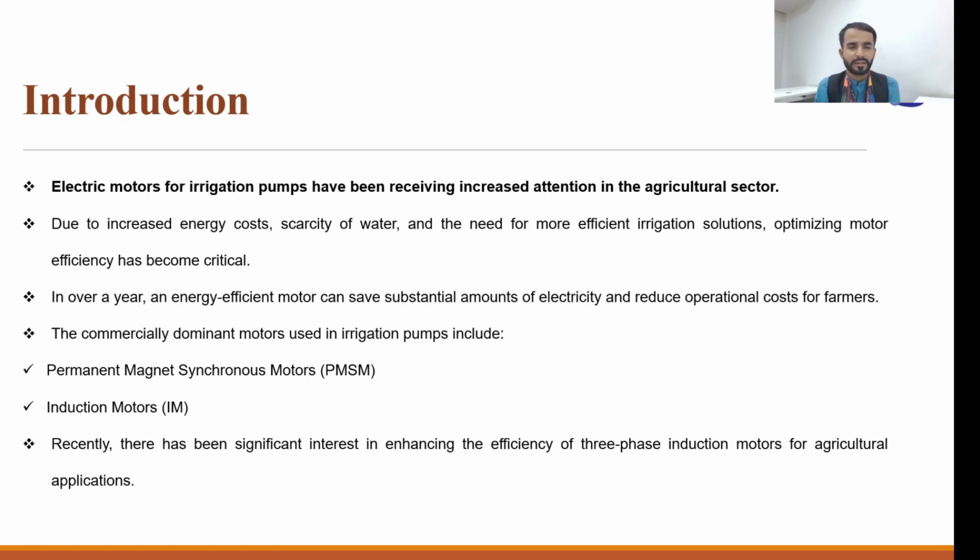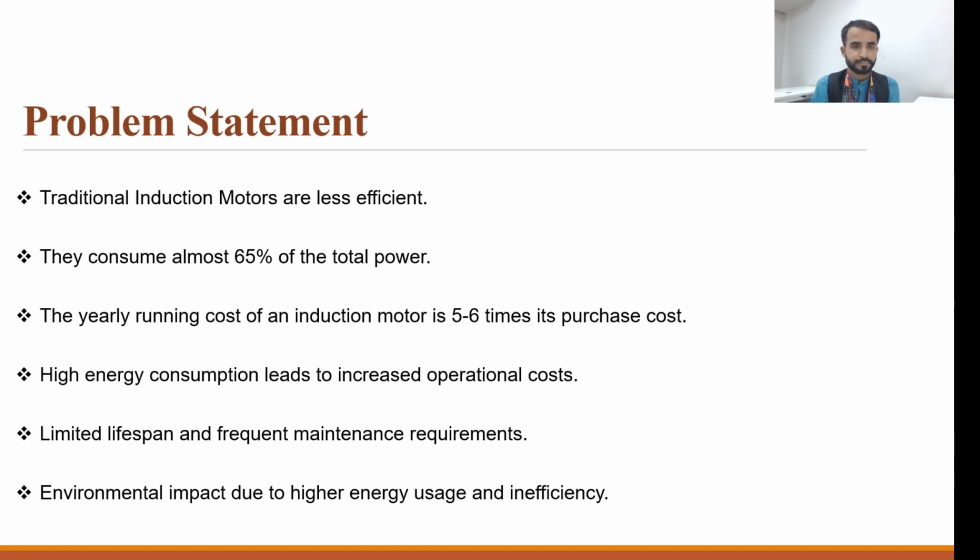Now, there are several motors which may be used in the agriculture sector in any country. Here we mention two types of motor: permanent magnet synchronous motor and induction motor. BLDC motors are also being used nowadays, but we targeted the induction motor, and we increased the efficiency of the traditional induction motor. Here is our problem statement.